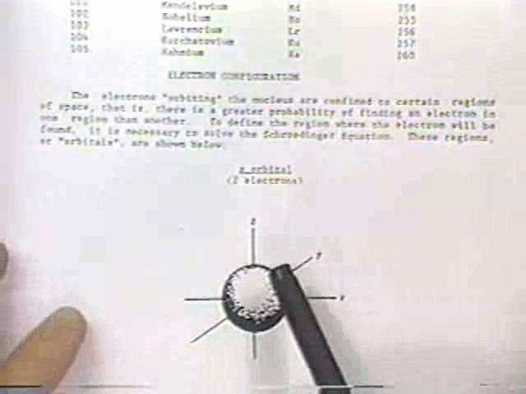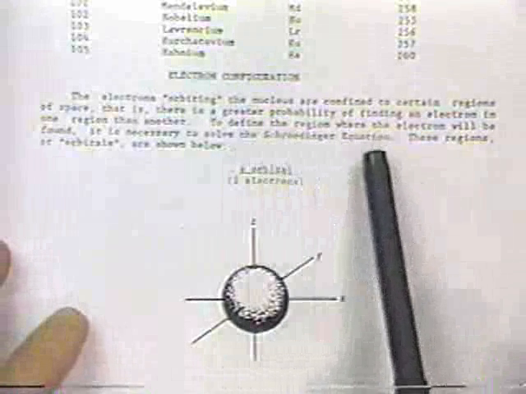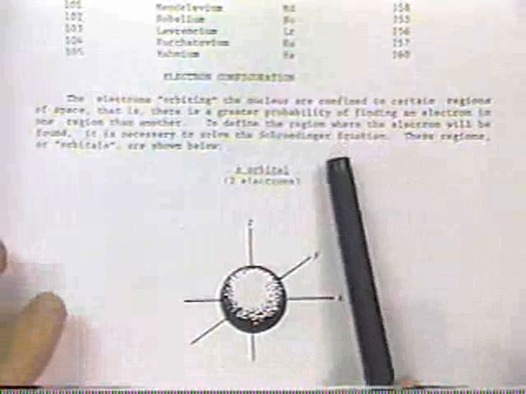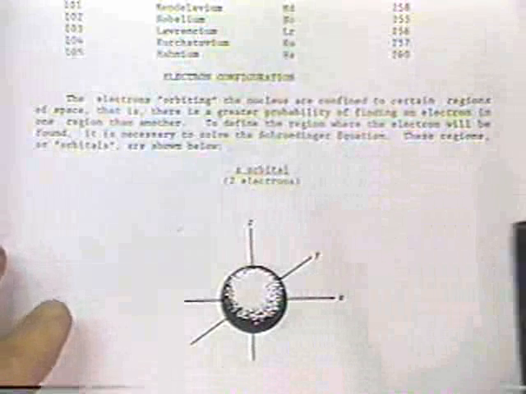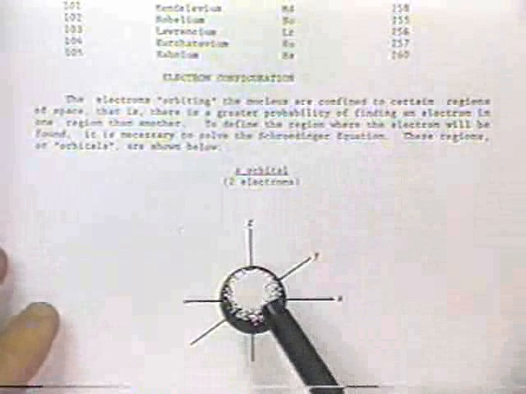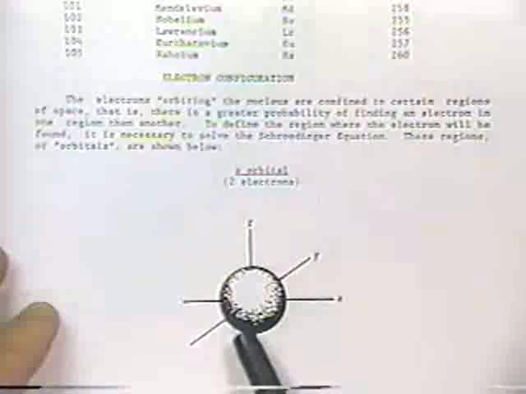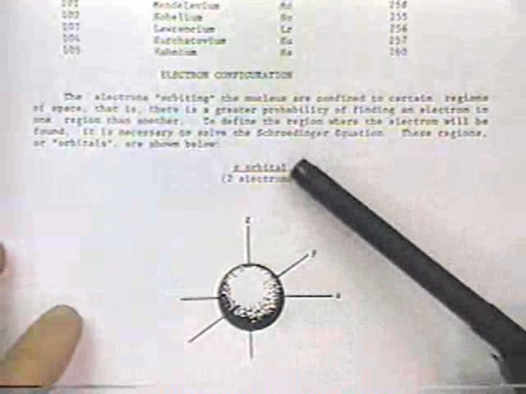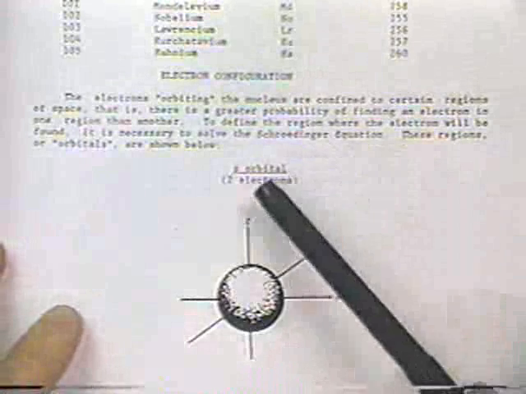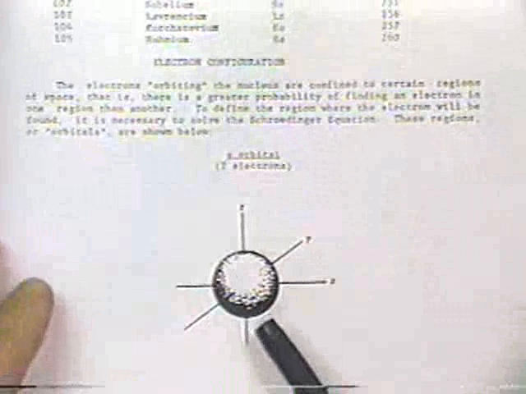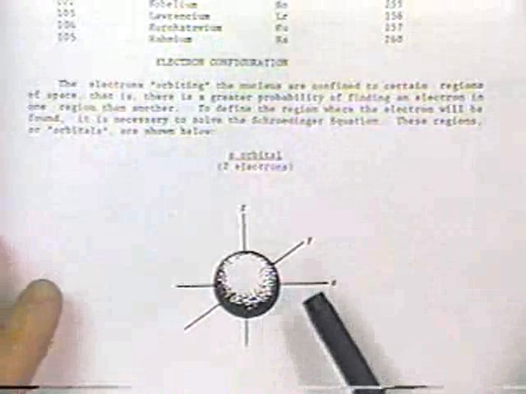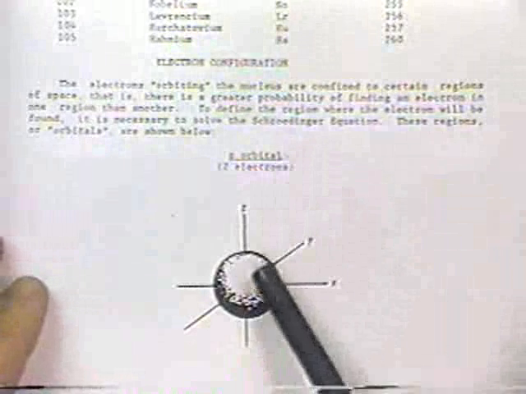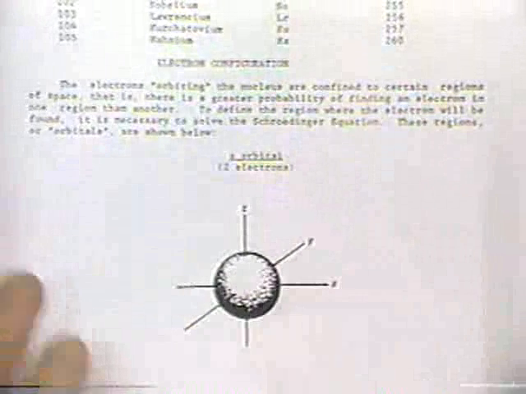The way that you define those probabilities is you use the Schrödinger equation, which is really beyond the scope of this brief review. Now, the regions where you find the electrons are called orbitals, and one type of orbital is called the s orbital. It holds 2 electrons. It has a very, very simple shape. The solution to the Schrödinger equation for the s orbitals is simply a sphere.